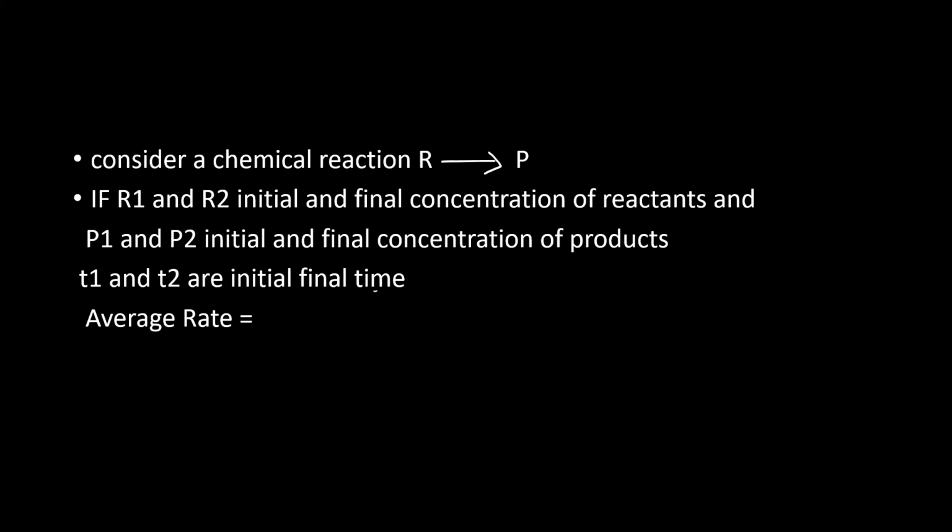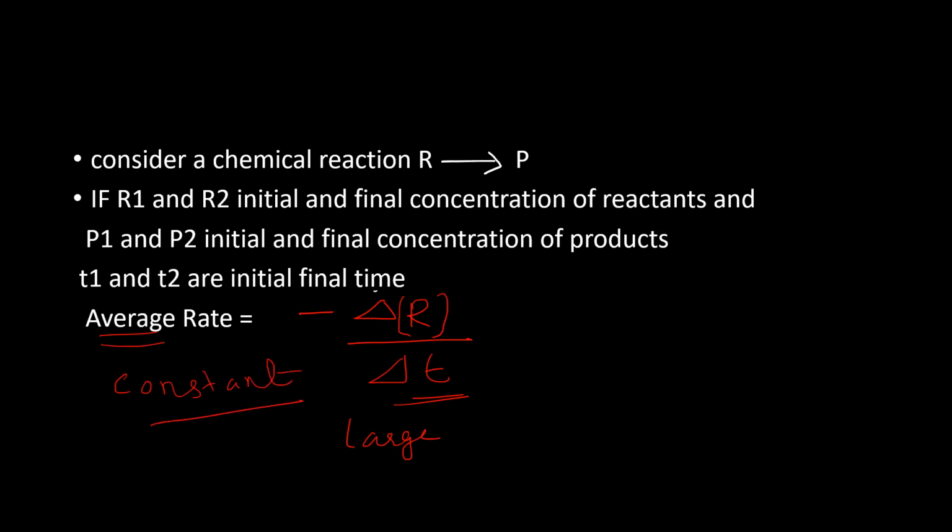So to make it positive, if we write in terms of reactant, we always put a negative sign. Let us discuss the same thing once more. Here the average rate will be equal to minus delta R, the concentration of reactant, by time. In average rate, we take time as a large interval like 10 minutes, 20 minutes, etc. Because of that, the average rate of a reaction is constant, because we are taking the average.